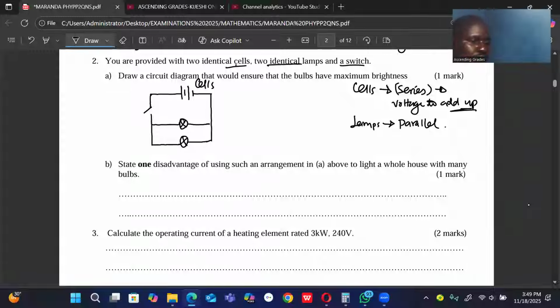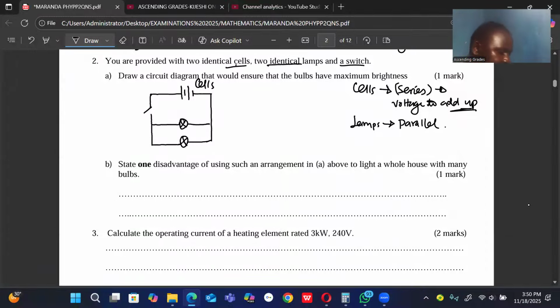So why do we avoid the cells being in parallel? Because the voltage will be very low. Again, if we use the lamps in series, then we are going to increase the effective resistance of the system.